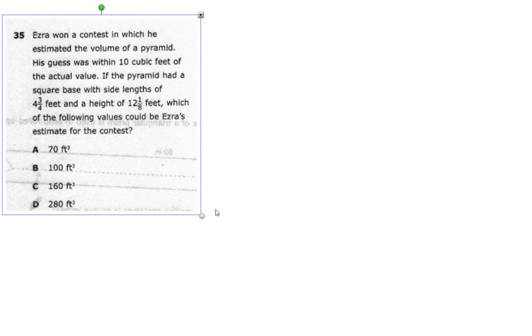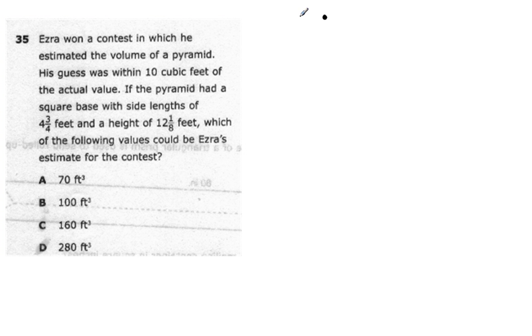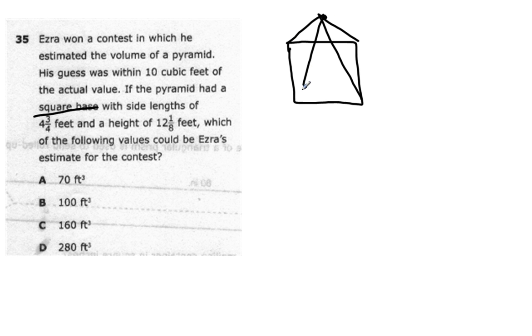Alright, 35. This one's kind of stupid, but we're going to do it anyway. This guy won a contest when he estimated the volume of a pyramid. His guess was within 10 cubic feet of the actual value. Pyramid has square base, side lengths of 4 3/4, and a height of 12 1/8. So we can draw our little pyramid here. It's a square base, so I'm going to draw a square down here, or something resembling a square. Fill in my sides. Alright, there's my pyramid.